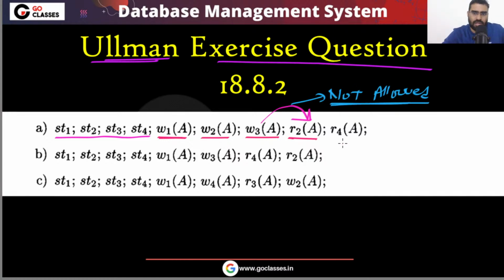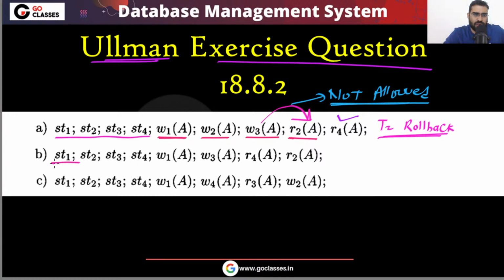And because this is not allowed, here T2 will roll back. This is perfectly fine. There is no problem. So here I can say that T2 will roll back. In this question, you can easily see that T2 is going to roll back.